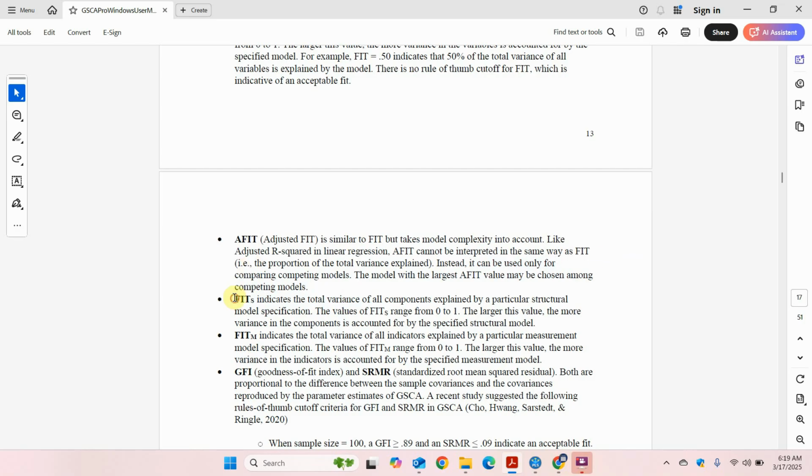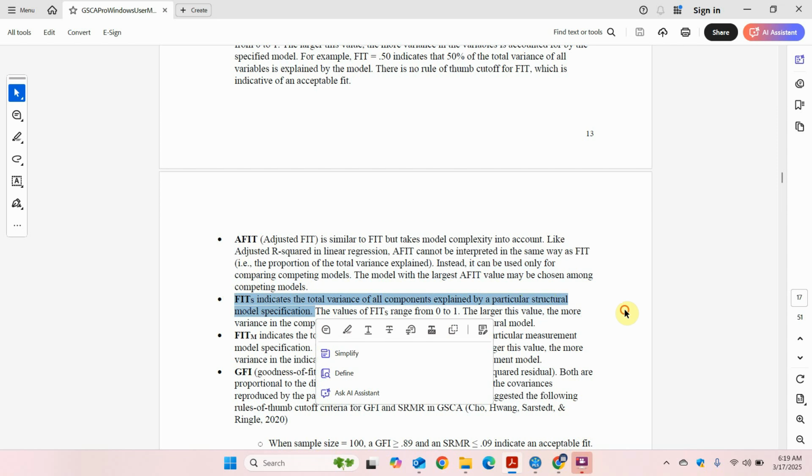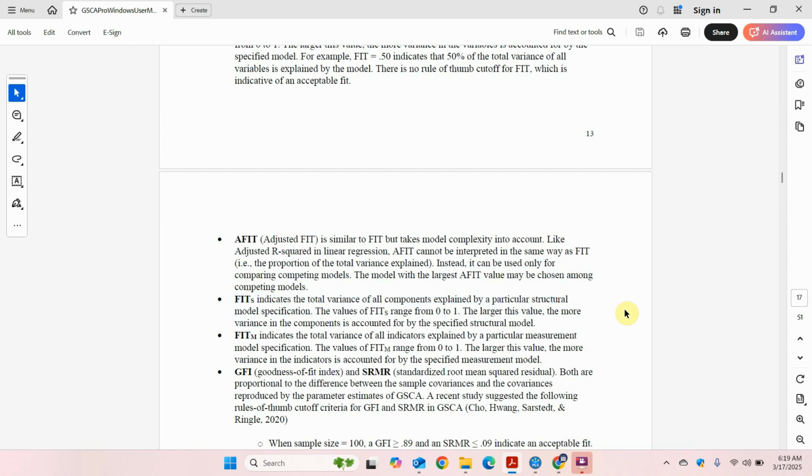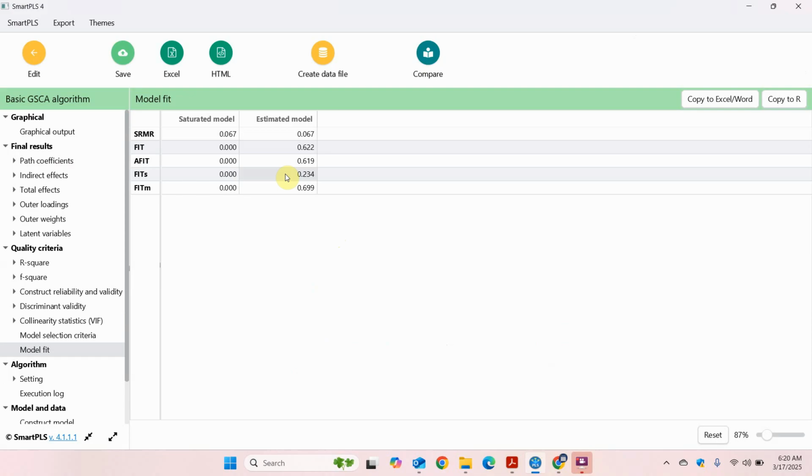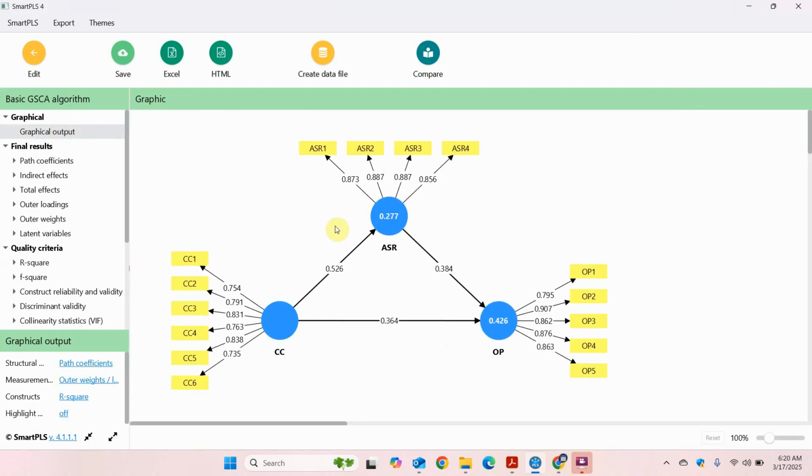Now FIT S indicates the total variance of all components explained by a particular structural model specification. Now, what is the structural model? It is whereby you are assessing the significance of relationship between variables or components in your study. In this case, obviously, it ranges between 0 to 1. The larger this value, the more variance in the components is accounted for by the specified structural model, that is your inner model. And here it is 0.234, so 23.4%, and it is for this structure here, including the inner model, that is the relationship between these variables.